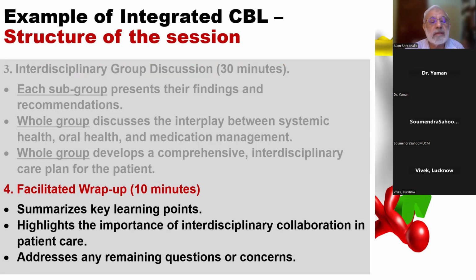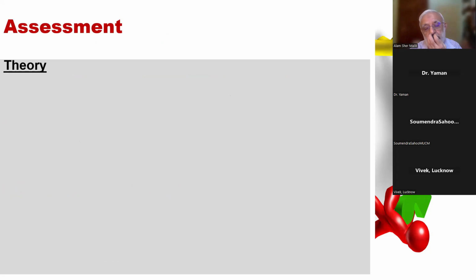So this can be nearly a 2-hour session, which is in a way an interprofessional session, and there is integrated clinical education being implemented. So that is one example where case-based learning can integrate these areas.